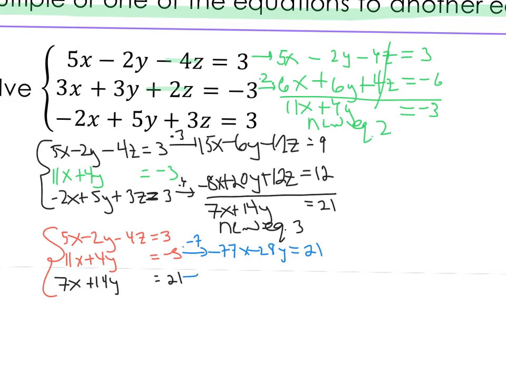And I would multiply equation 3 by positive 2. So we'll have 14x plus 28y equals 42. Now when we add our equations together, the y's cancel out, and negative 77 plus 14 is negative 63x equals positive 63, and this means that x equals negative 1. This is our new equation 3.